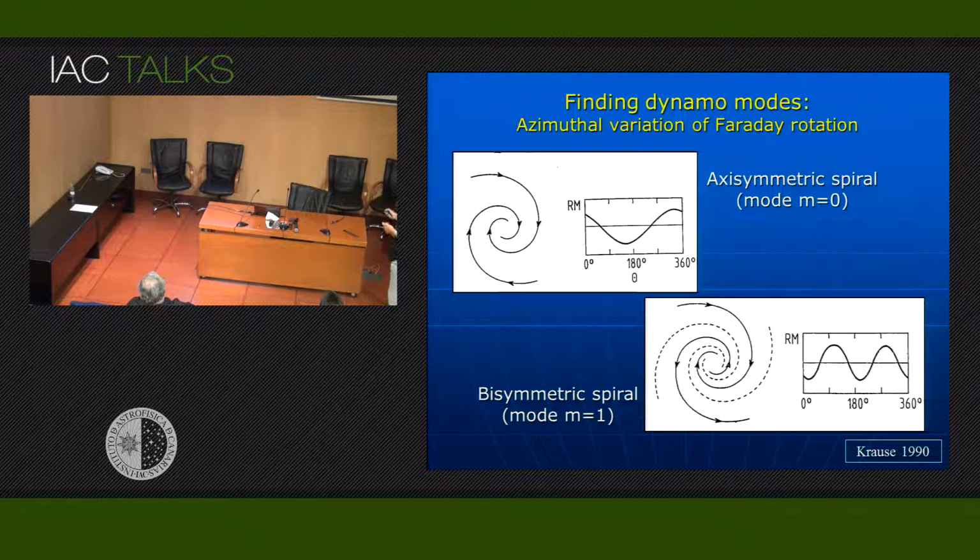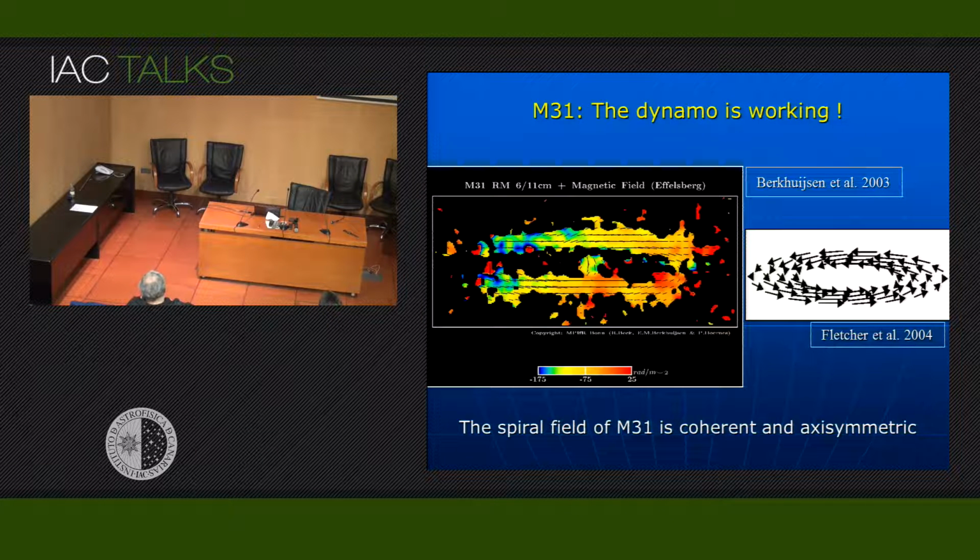So if you do a simple Fourier analysis of the azimuthal variation of rotation measure, you can analyze the different modes you can find in a galaxy. And I mentioned that already: M31 is a classical case. It has a negative rotation measure here, positive there, so the field just runs around in an almost ring with a small pitch angle.